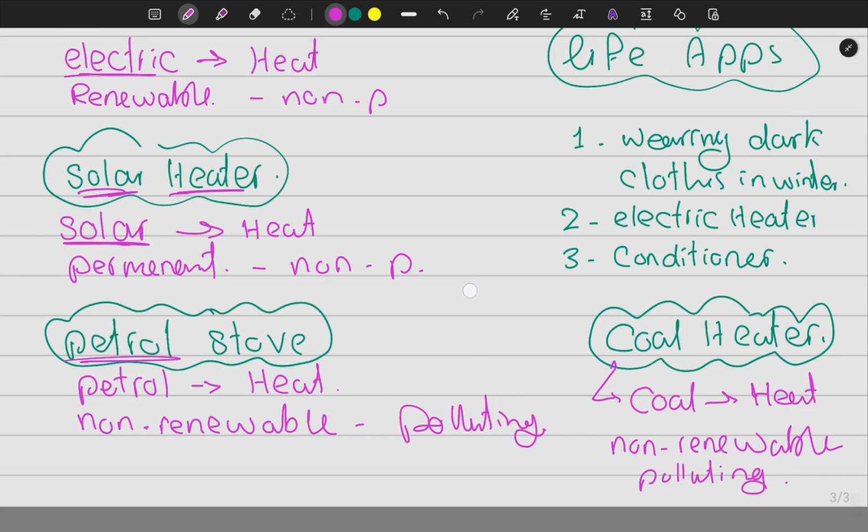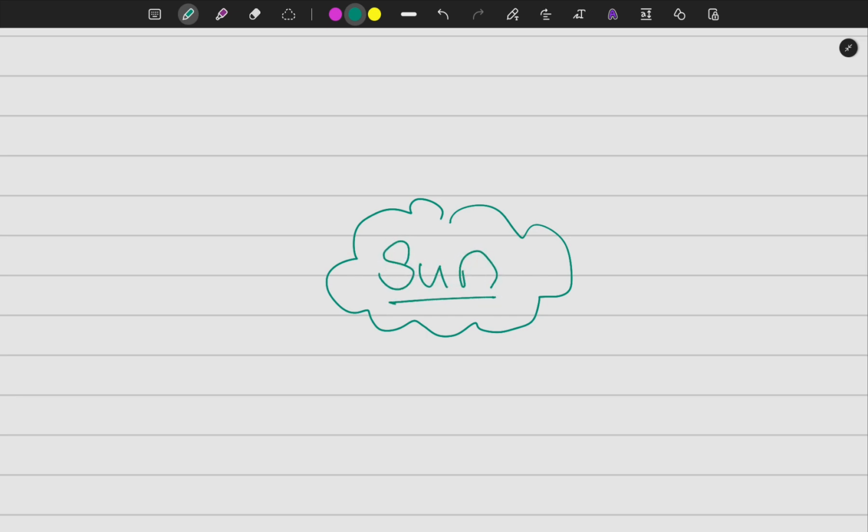Okay, so these are some live applications of heat energy. Of course, the biggest heat energy resource in the world is the sun. The sun is the permanent one. We can make a diagram right here about our lovely star, the sun. The sun has heat energy, and we can transfer this energy to 1, 2, 3, and 4.